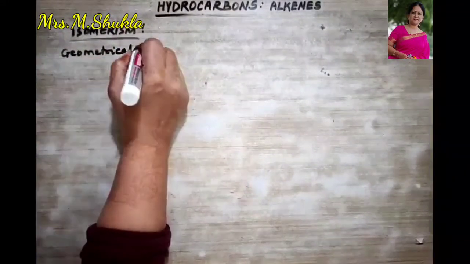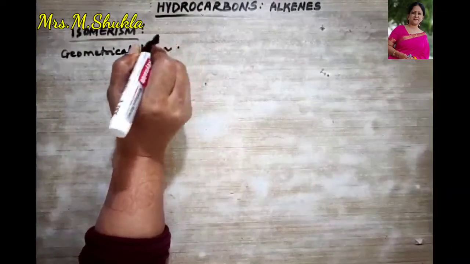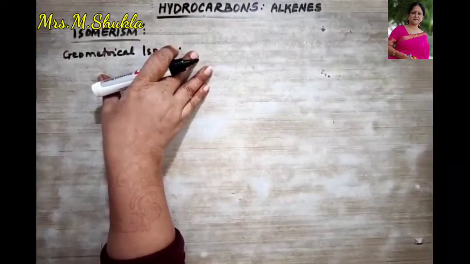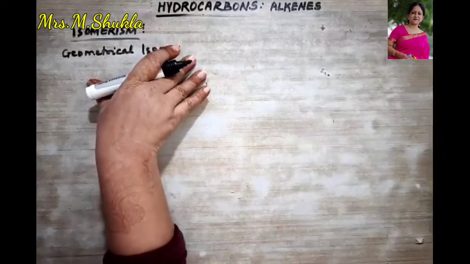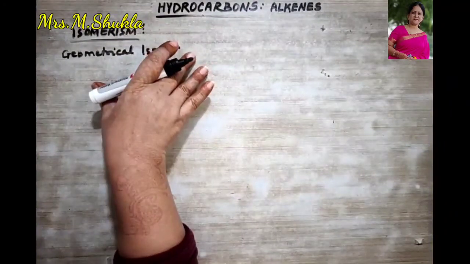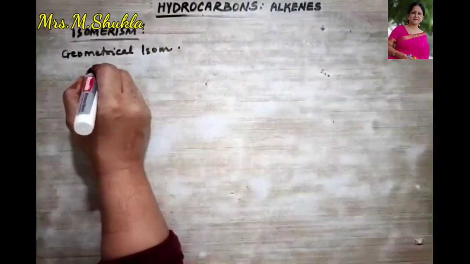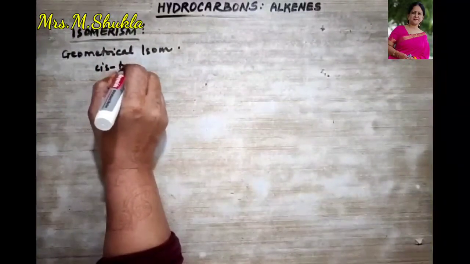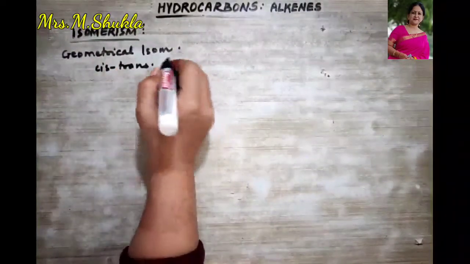Geometrical isomerism, right? So it is a type of stereoisomerism. Clear? So the geometrical isomerism, we can say, is also called cis-trans isomerism.